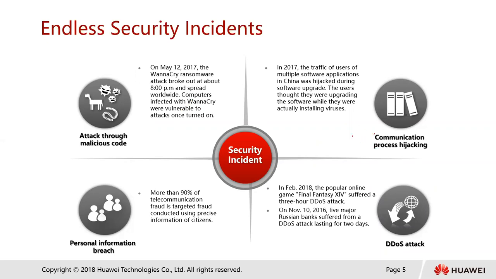In 2017, people also used communication process hijacking. That's like how we can be in Zoom and people come and hijack our class, take over it, and disrupt our information. In 2017, the traffic of users of multiple software applications in China was hijacked during a software upgrade. The users thought they were upgrading the software while they were actually installing viruses.